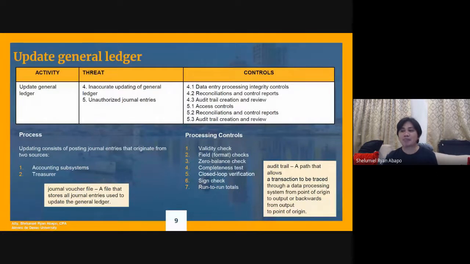Because, right, there can't be a variance between the item delivered to customers and the amount of revenue recognized in the accounts receivable document. Okay, so that's another control.